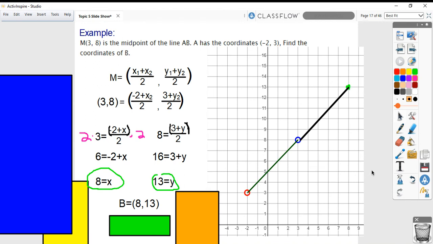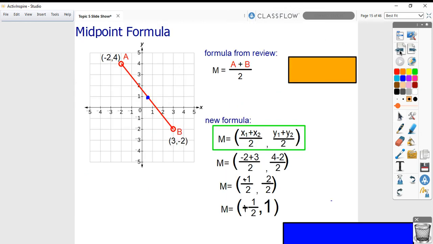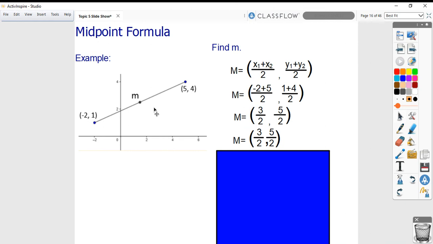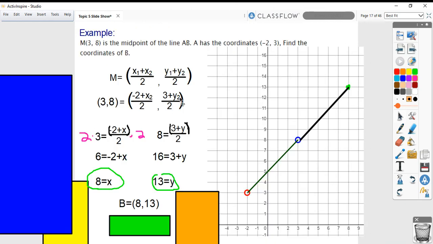All right. So there are some Canvas problems, just like all of these examples. There's more of these where you find the midpoint. There's several of those, and then there's a couple that are like this where you have to find the other endpoint. Okay. I want you to ask me questions.